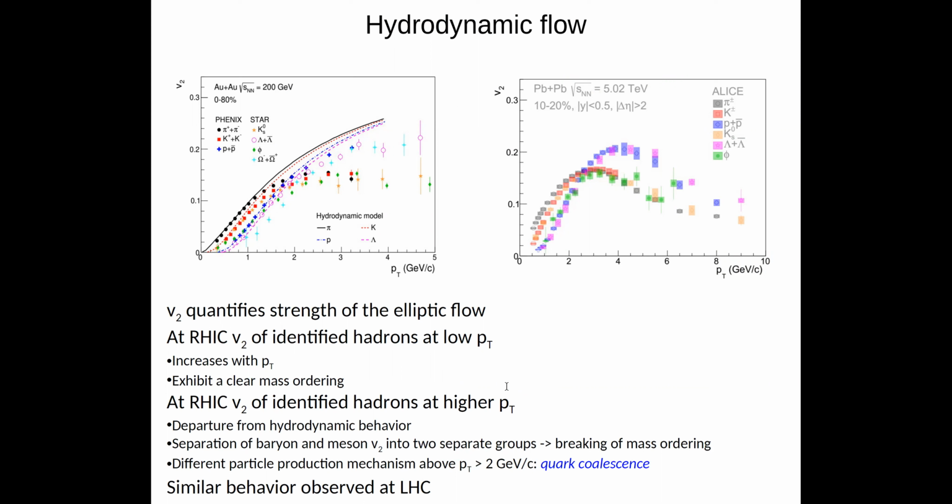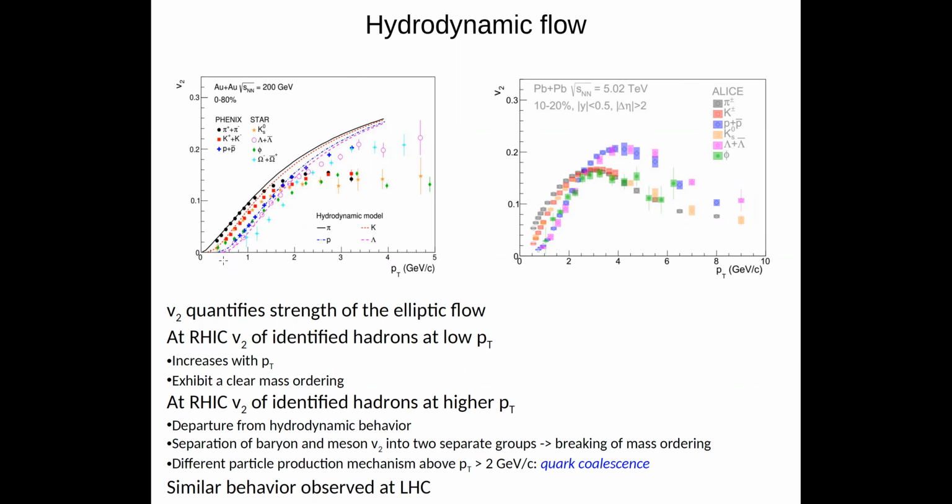So as I said, V2 basically characterizes the strength of the elliptic flow. V2 has been measured both at RHIC as well as at LHC. At RHIC, what has been found is that V2 of identified hadrons at low pT increases with pT, and it shows a clear mass ordering.